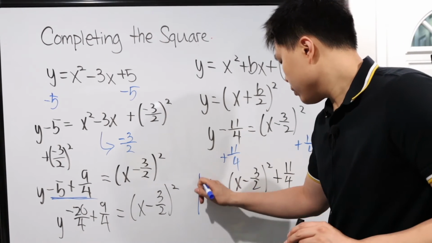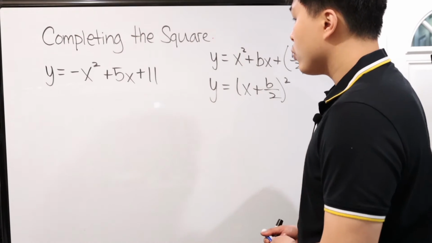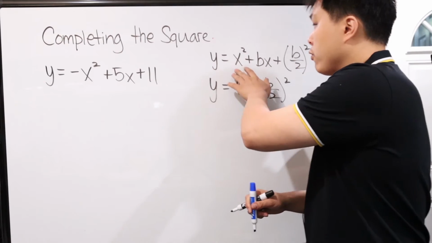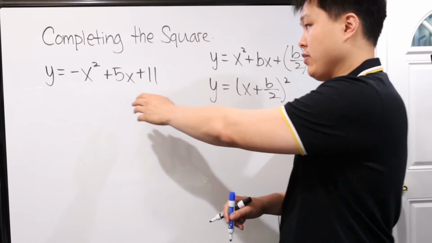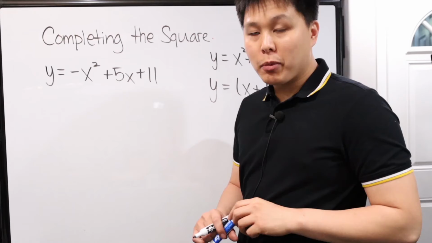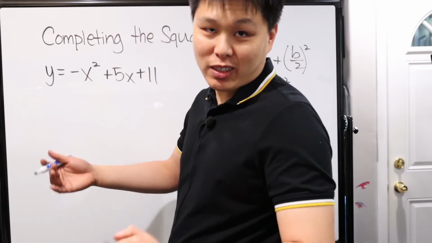So this whole thing right here is our vertex form. All right, now this third one is slightly different. The reason is because our formula, x squared, is always positive. In this case, x squared is negative. So what do we do? Well, there's really not much we can do. In this situation, we just want to change it so that it ends up being positive and we can just work it out.